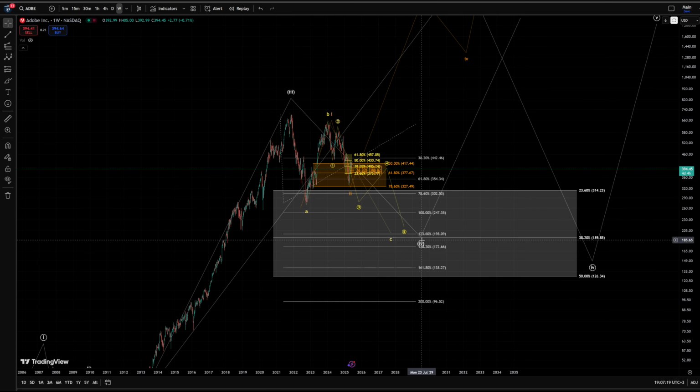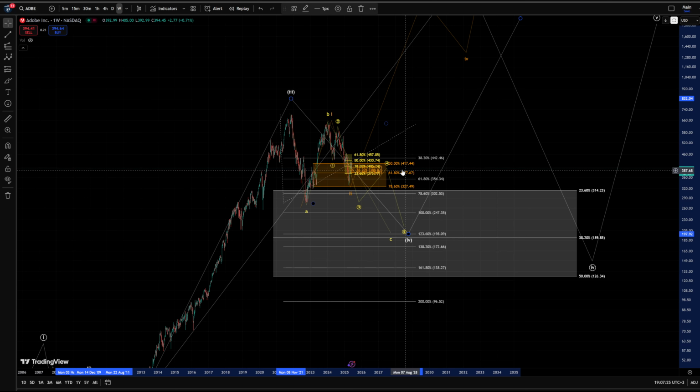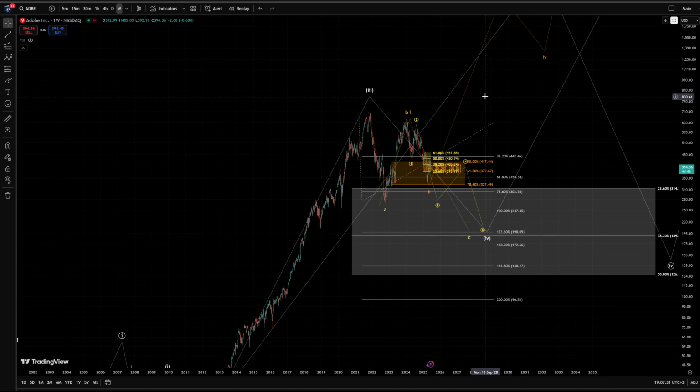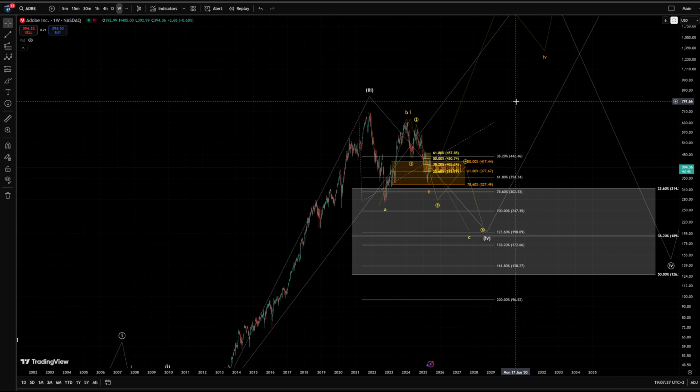So this is the trade setup. You have the support zones, you have the resistance zones, and I will update you when it needs doing so, when the scenarios shift or one scenario becomes more probable than the other.